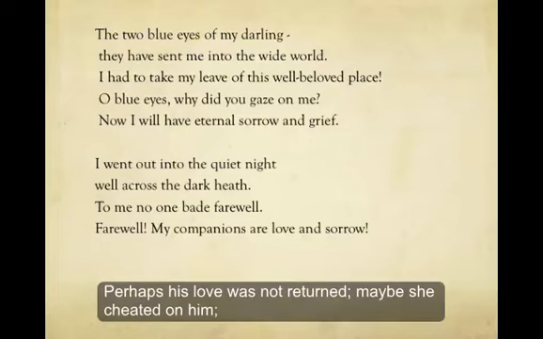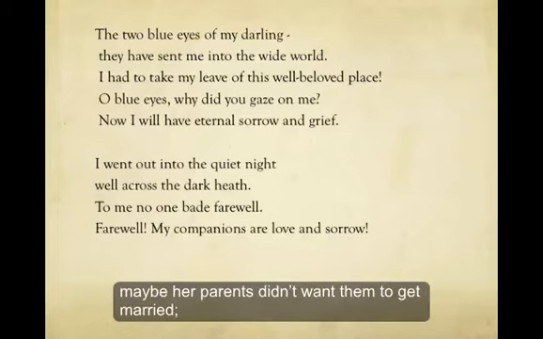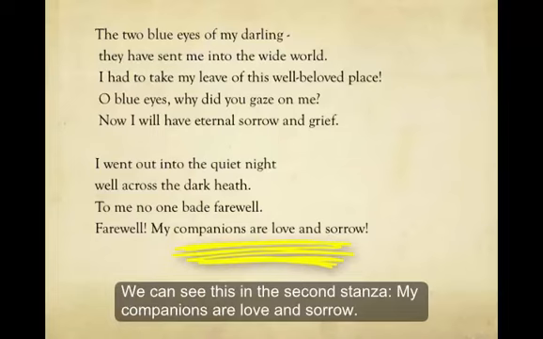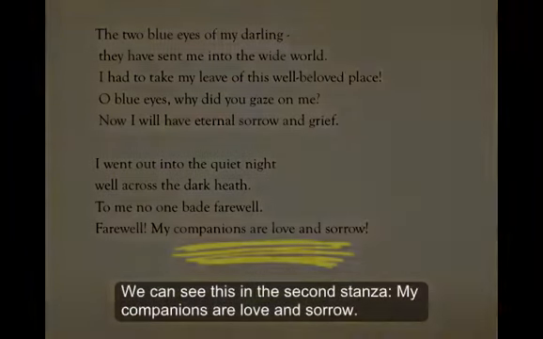Maybe she cheated on him. Maybe her parents didn't want them to get married. Maybe his parents didn't want them to get married. We don't know why he had to leave, but we know that the topic of love in this song is linked with sorrow and grief. You can see that in the second stanza, my companions are love and sorrow.